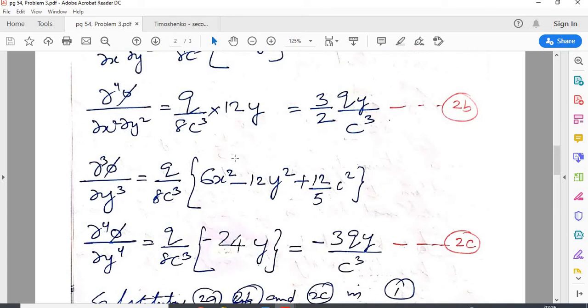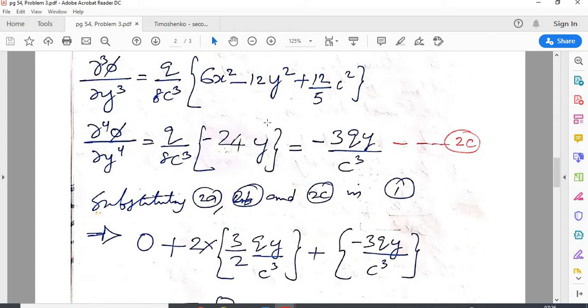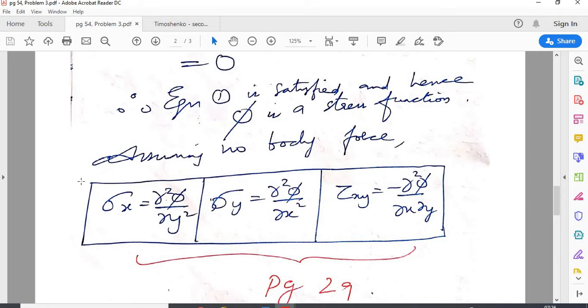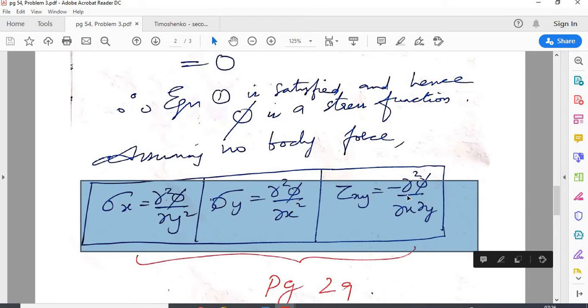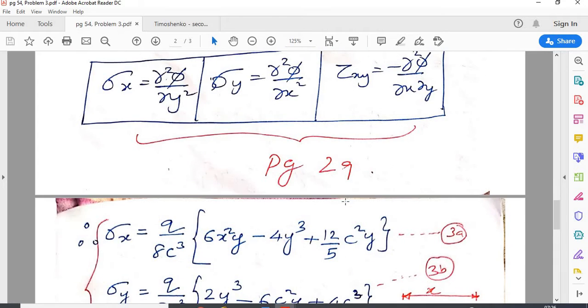Now for the second part, you are asked to determine what type of problem it will solve, and you are given the coordinate system. So again, as we did in the previous problem, you assume that there is no body force, so you keep body force out of the way. So you can write the expressions for sigma x, sigma y and tau xy in this format as per page 29, which we had already seen.